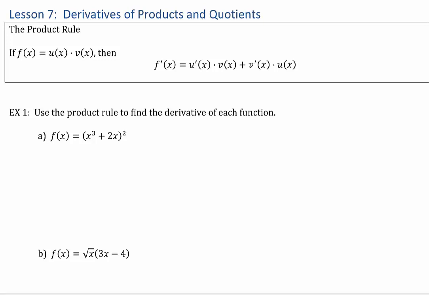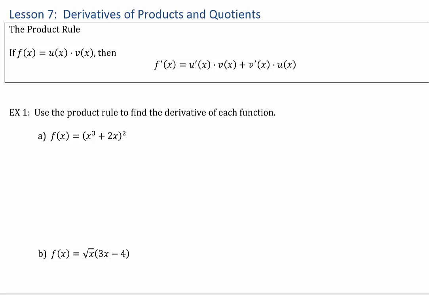In the previous section, we learned that if we have products and quotients, we can't just take the derivative of one piece at a time. In the previous section, we actually did that operation. But there are going to be times where it's difficult, or you're not going to want to multiply or divide things out. And in those cases, we have product rules and quotient rules to help us find derivatives.